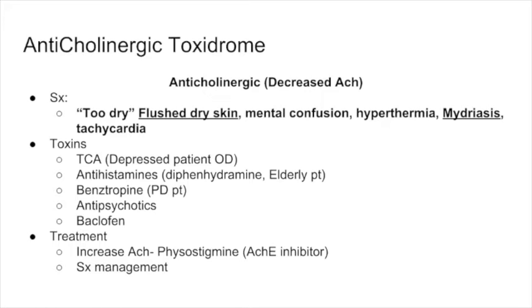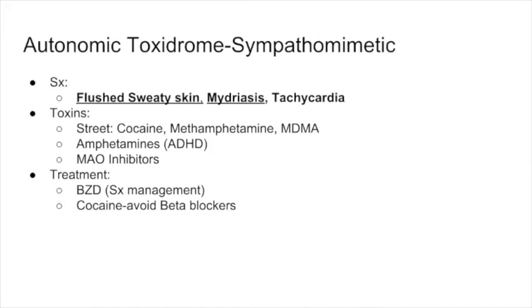The treatment for anticholinergic toxidrome is to increase the acetylcholine in the synapses using physostigmine. Physostigmine, as we talked about in the earlier slide, is an acetylcholinesterase inhibitor. It inhibits the breakdown of acetylcholine in the synapses, and it'll treat the anticholinergic toxidrome. Also symptomatic management. Lastly, of these toxidromes, I wanted to talk about the sympathomimetic.